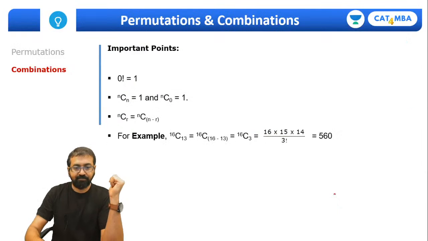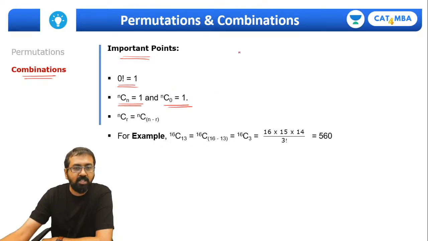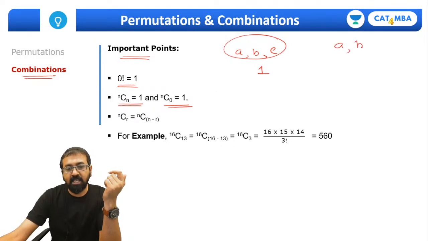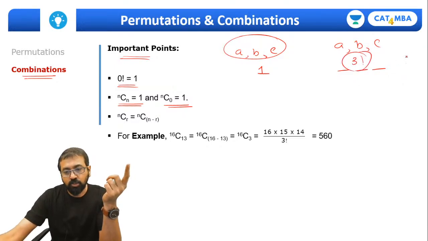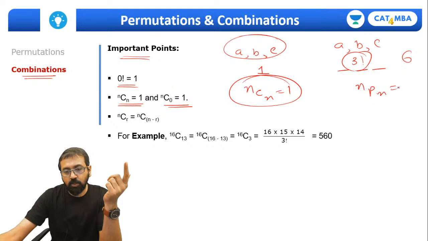Fine. Okay. So guys, combination, some important points. 0 factorial is 1. In the same way, nCn and nC0 both are equal to 1. Now what is nCn? If there are 3 people A, B, C, and I want to make a committee of 3 people, how many different committees can we make? Of course, one committee can be formed. But if there are 3 people A, B, C, and you want to arrange them on 3 chairs, how many different ways can we do it? 3 factorial ways. So this will come out to be 6. So please remember, nCn equals 1 and nPn equals n factorial.